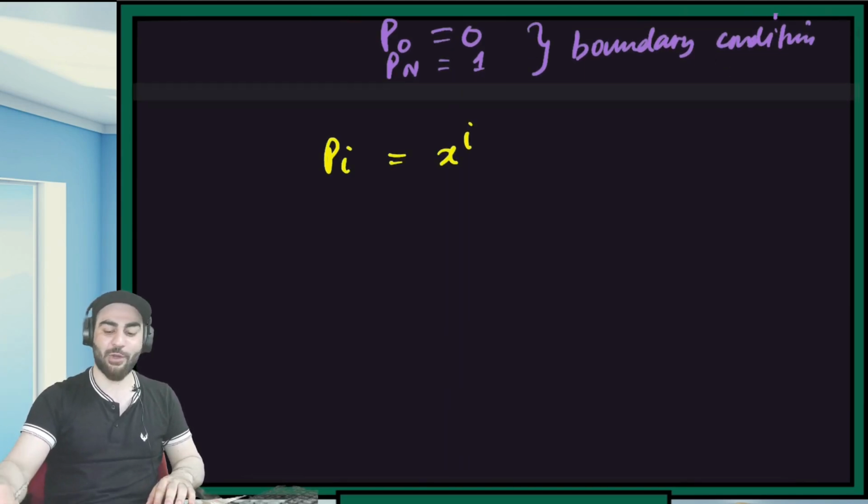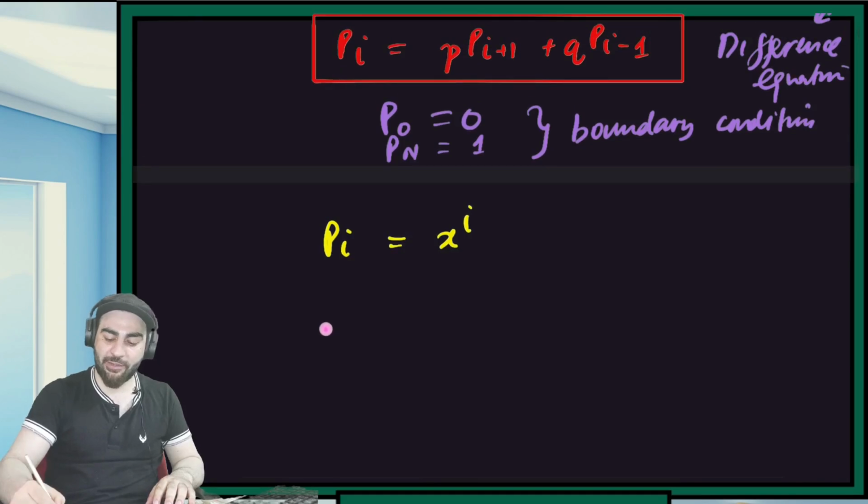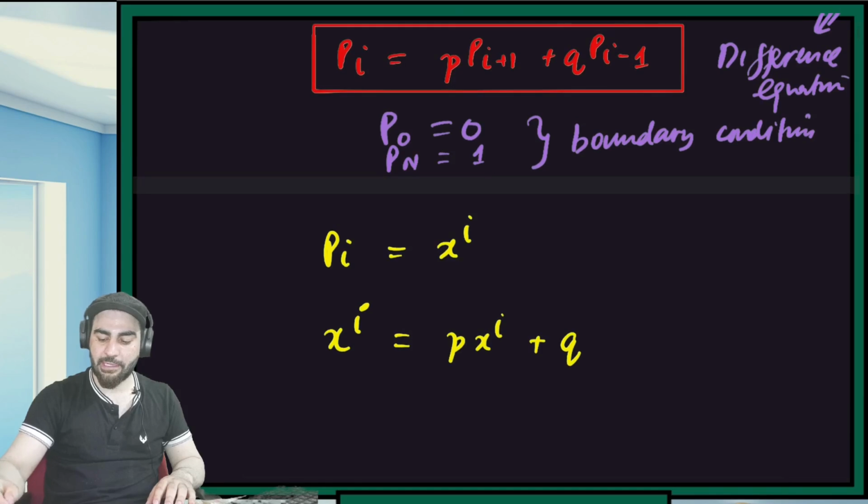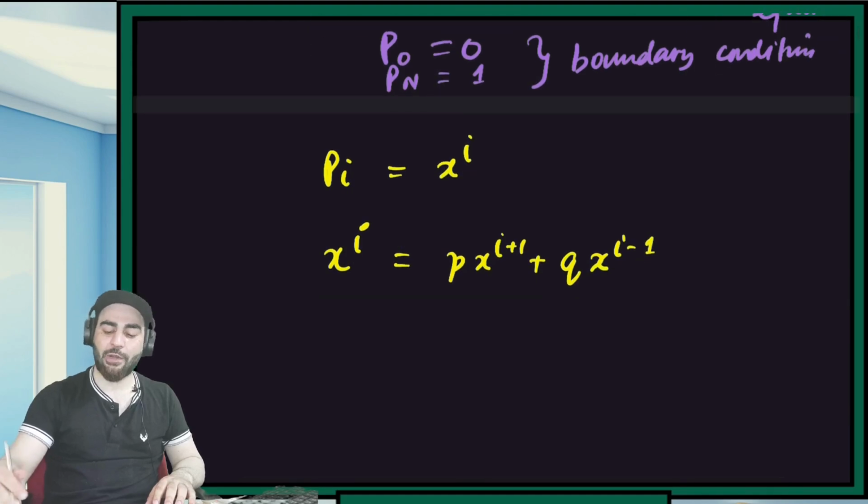So this is Pi is equal to Xi. I'll put it directly over here. So Xi is equal to x to the power i. This is P times x to the power i plus 1 plus Q times x to the power i minus 1. What I did, okay, I could have done it on 0, but 0 won't give me a good case. So I'll put i is equal to 1.